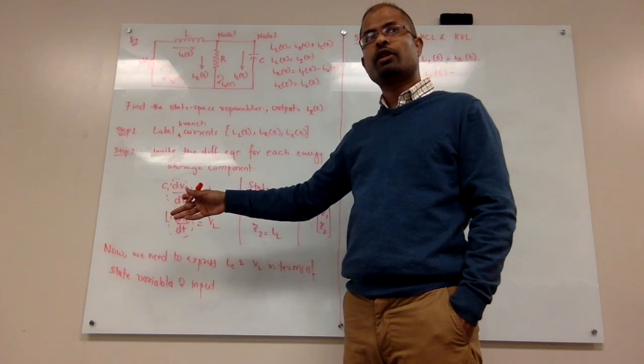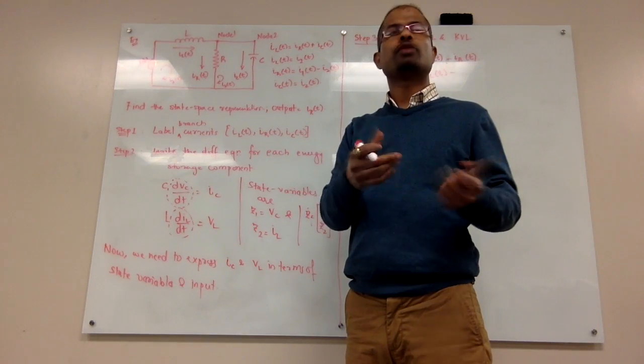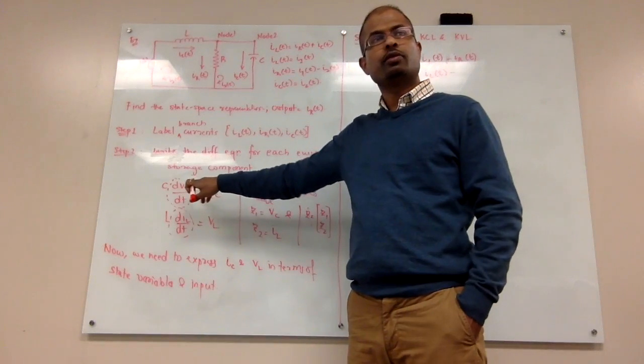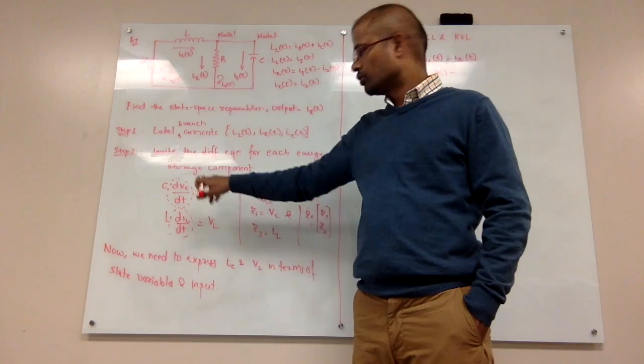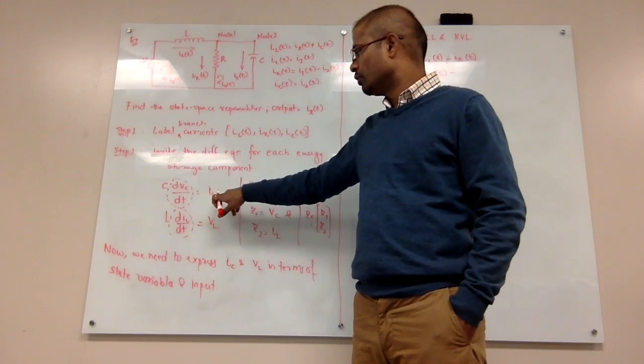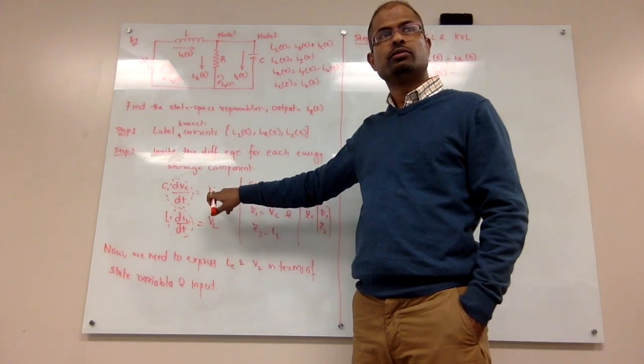The reason we want to write differential form is we want to express it as two first order differential equations. So this is a first order differential equation, if you see, right? The left hand side is already in differential form. We need to express this as state variables or input. Okay?